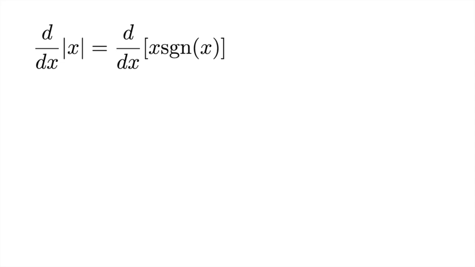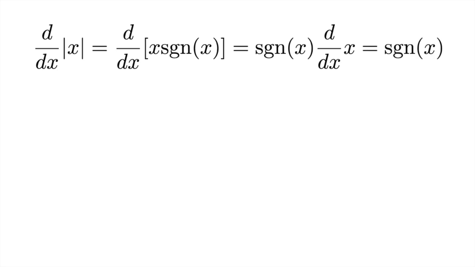We can apply this idea of signum being a constant function to the derivative of the absolute value of x. Using our oh-so-important identity of the absolute value of x being equal to x times signum x, we can remove signum as a constant, and our derivative of the absolute value becomes just signum.